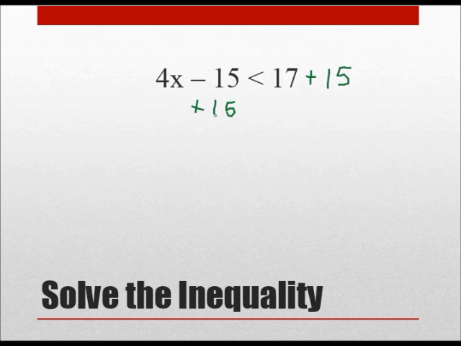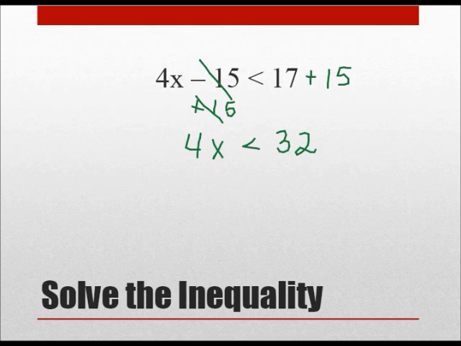Minus 15 plus 15 is 0. So you're left with 4x over here is less than 17 plus 15 is 32. So everything is the same. Remember to keep that inequality sign. I sometimes find students change it accidentally to an equal sign as they solve it, but you can't do that. You've got to keep that inequality sign there.